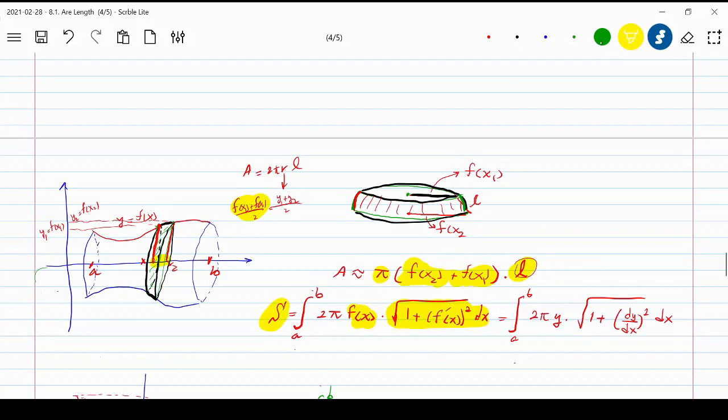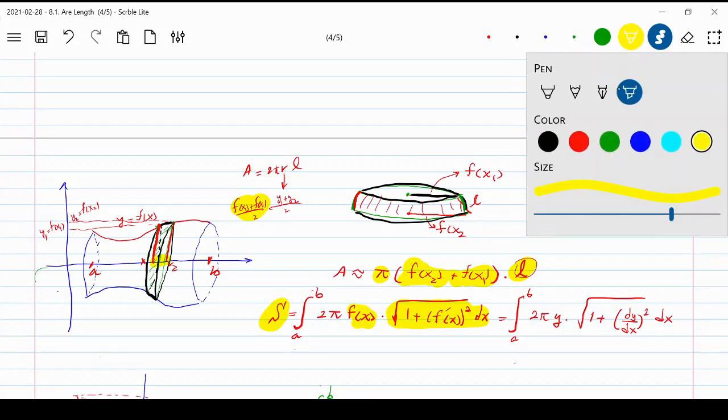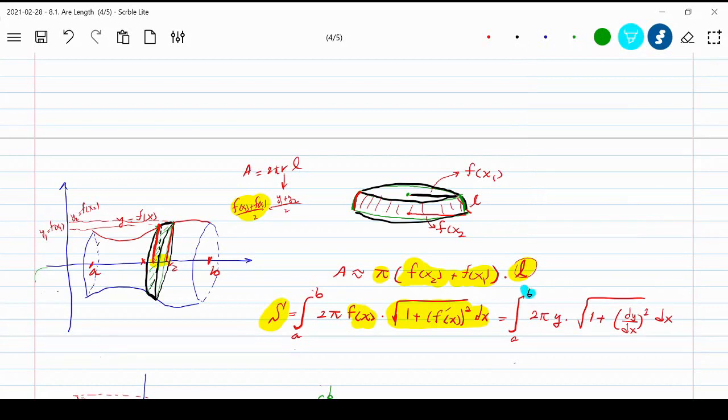So the final simplified format of surface area is the integral from a to b of 2 pi times y, or f of x, times the square root of 1 plus dy over dx squared dx. Or if you write it in terms of a function, you multiply by this length function, which is the square root of 1 plus f prime of x squared dx. This is if we rotate it around the x-axis.